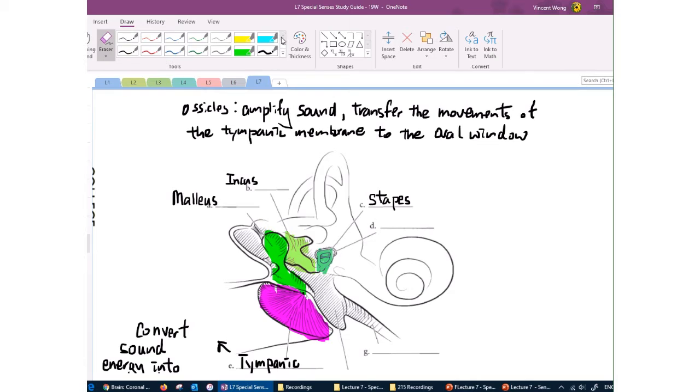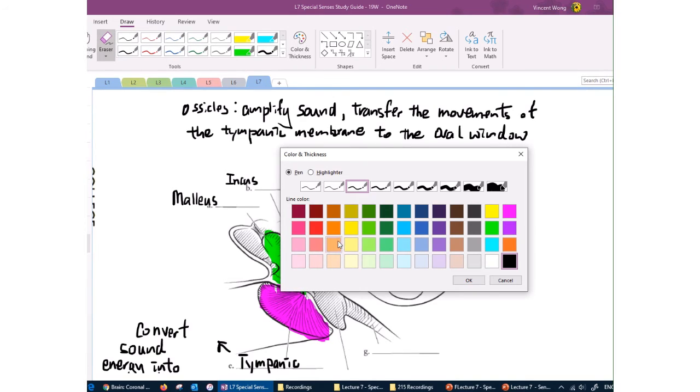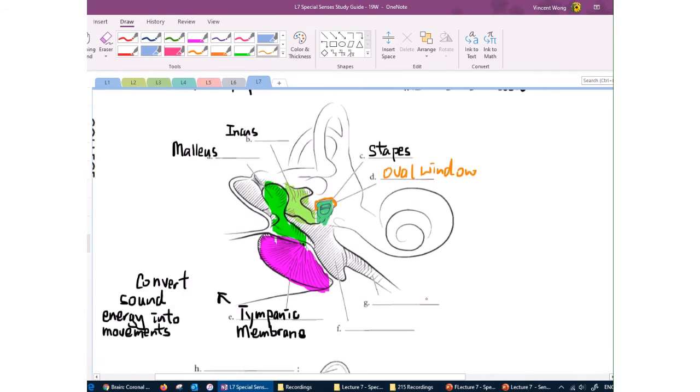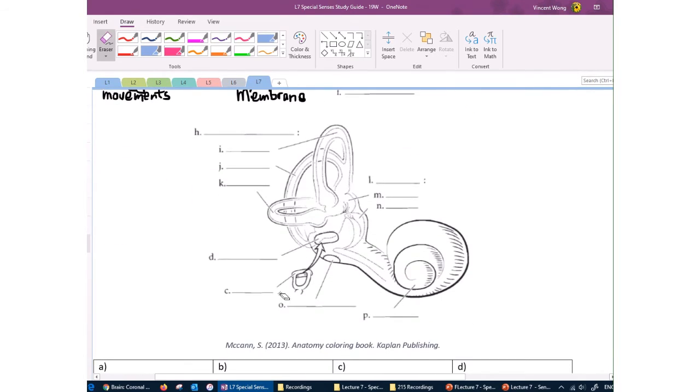You can't really see the oval window too clearly here because the stapes is kind of covering it. So I'm just going to do a little bit of the outline here. Okay, and that is the oval window. I'm going to skip down here for a second. If you remove the stapes, then you can see the oval window much better. Okay, it's a membrane. All right, oval window.